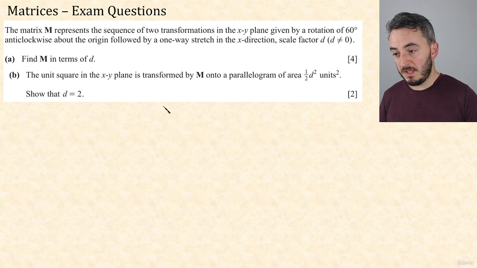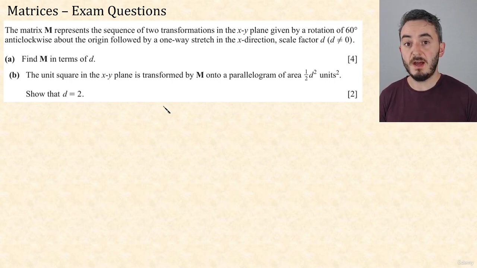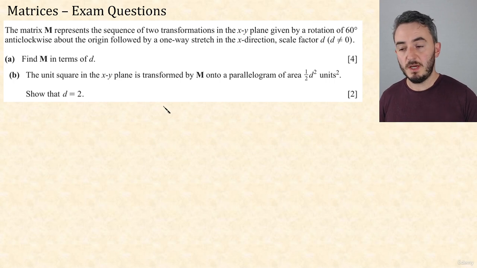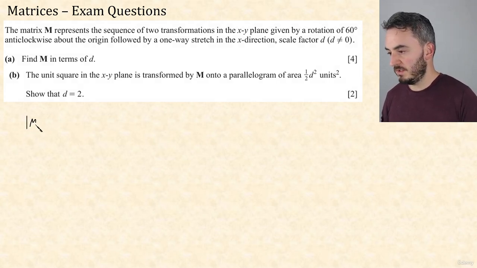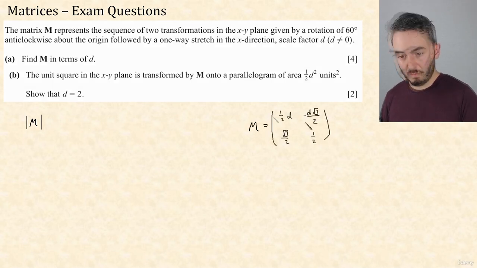Okay, well, the key fact here is that the determinant of a 2 by 2 matrix is the area scale factor. So the determinant tells you what the area of the unit square will be transformed to. So we just need to find the determinant of our matrix M. So the determinant of our matrix M, recall M was this.